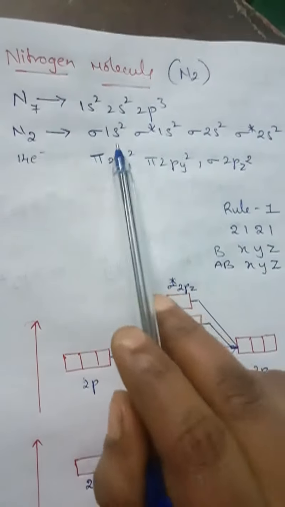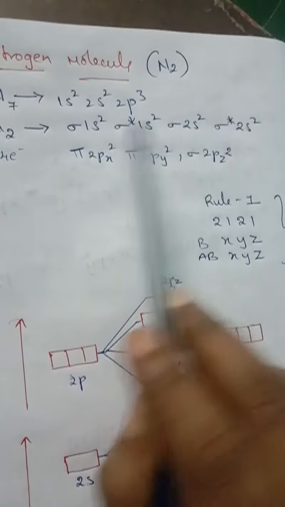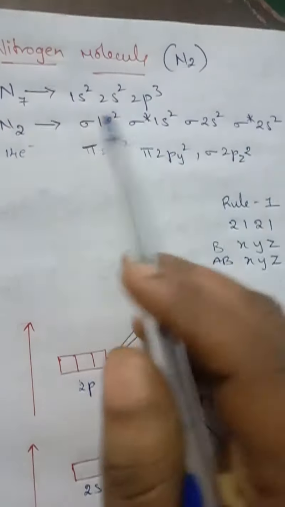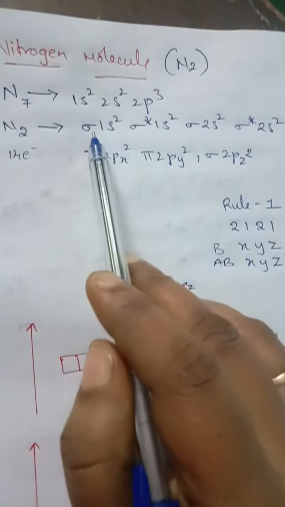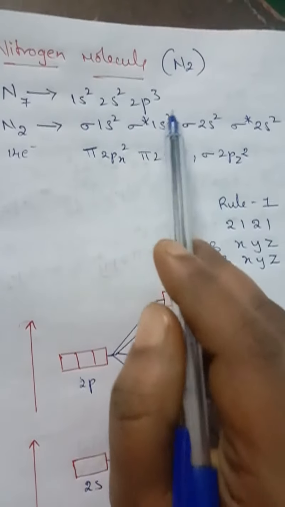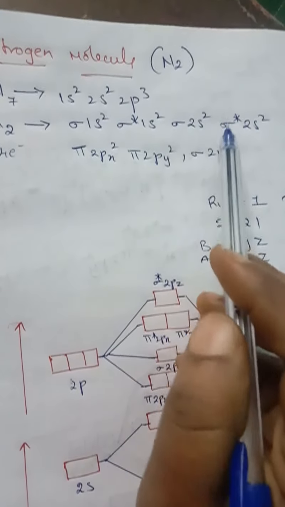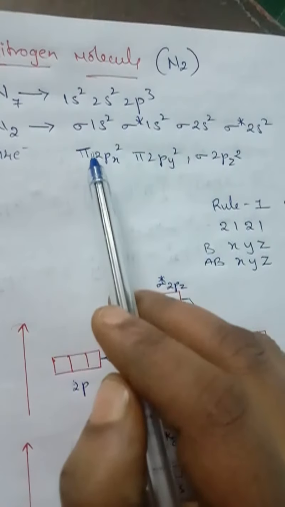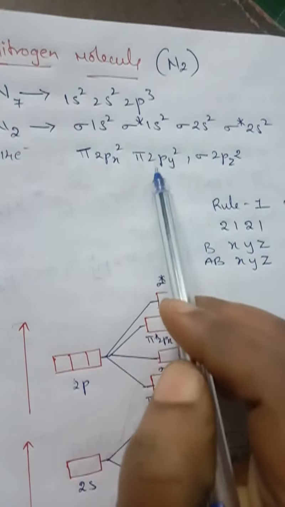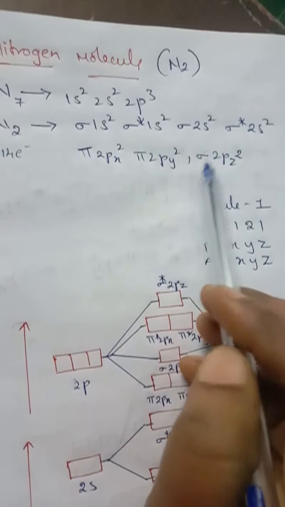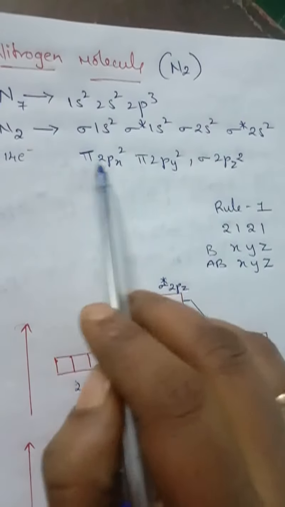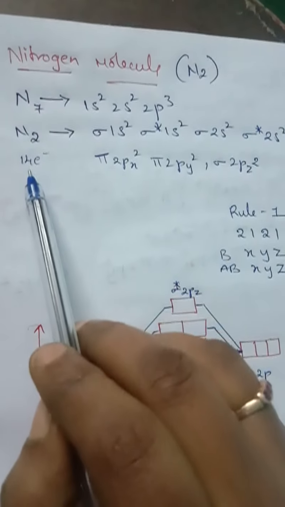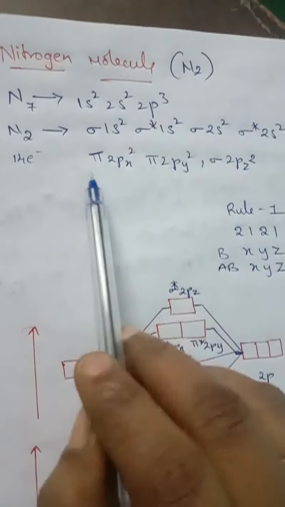So here: bonding, antibonding, bonding, antibonding. In this way the electronic configuration will take place. For the N2 molecule: sigma 1s2, sigma star 1s2, sigma 2s2, sigma star 2s2, next pi 2px2, pi 2py2, and next sigma 2pz2. For this I am not going to write anti-bonding, because all 14 electrons were arranged here.